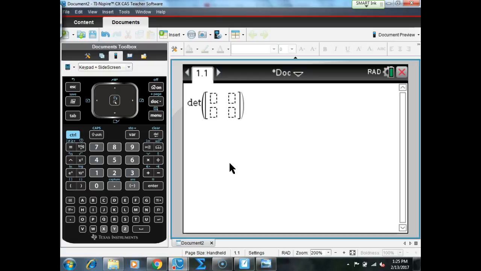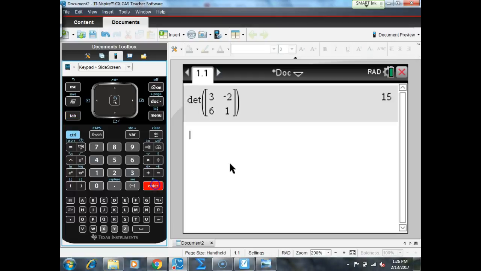So if I click on that, it puts a 2x2 matrix inside my parentheses. And then notice how the cursor is flashing in that first location. So if I hit 3, then -2, and I'm using tab to go between each of these, and then we get to 1. So I've typed in the determinant of the matrix that I'm looking for. And then when I hit enter, by gosh, by golly, it's 15.